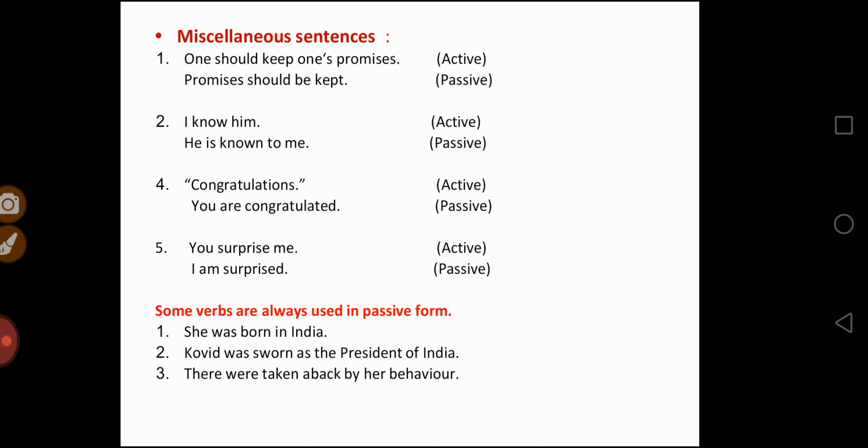Some miscellaneous sentences. One should keep one's promises. In passive, we write: Promises should be kept. I know him. He is known to me. Known is always followed by the preposition to. Next, congratulations. You are congratulated. You surprise me. I am surprised. Some verbs are always used in passive form. For example, she was born in India. Was born. Kovind was sworn in as the President of India. They were taken aback by her behavior.